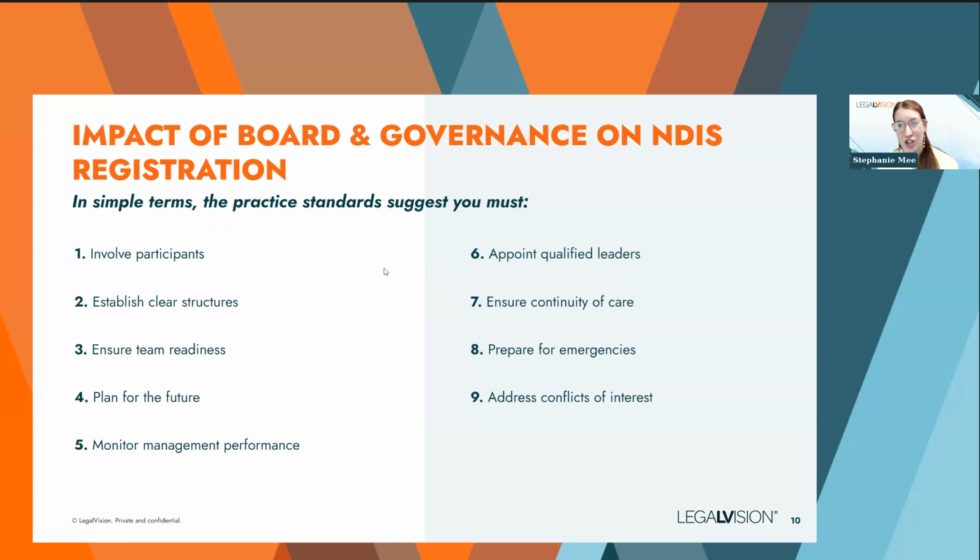So the practice standards suggest, in very simple terms, that you must let participants have a say in decisions and rules that affect their service provision, have a clear structure to handle money, follow laws, and keep participants safe. Make sure that you and your team have the right skills and knowledge to provide the services. And if there are any gaps, make sure that you are able to provide the appropriate training as needed. You'll need to be able to plan for the future, considering changes in the law, as we've discussed, potential risks that could arise, the NDIS rules, and what participants and workers will need now and on an ongoing basis.